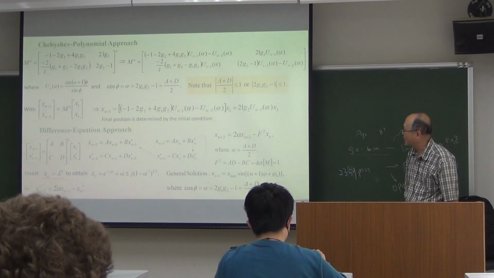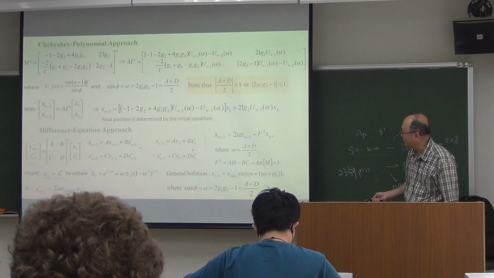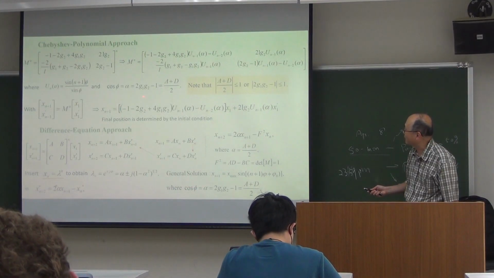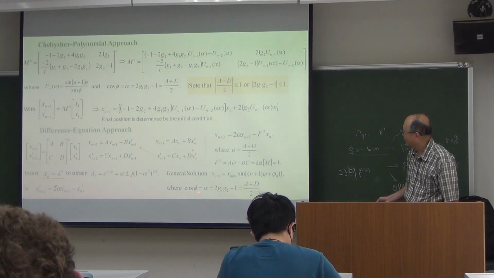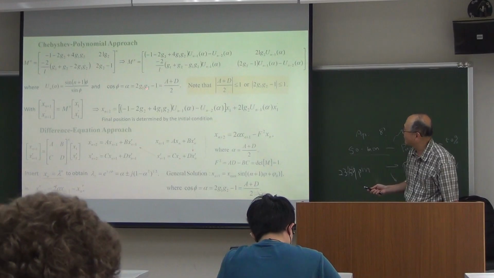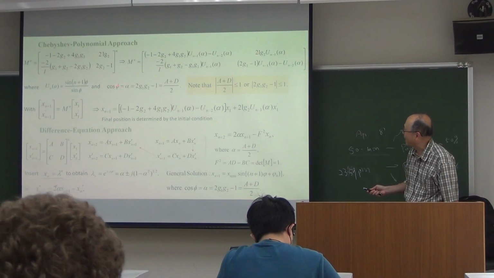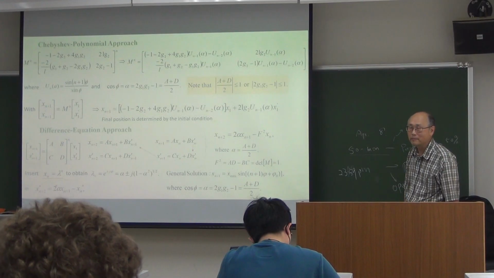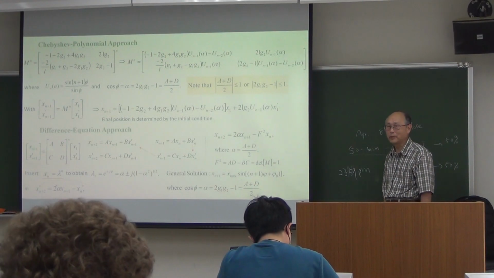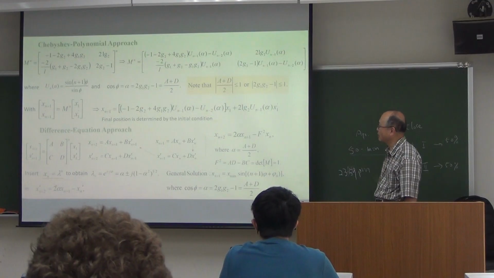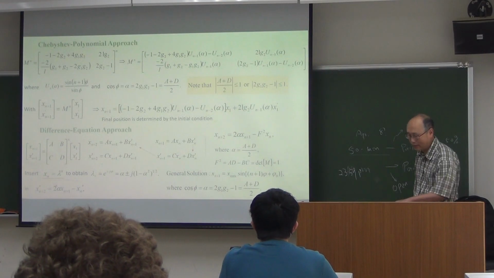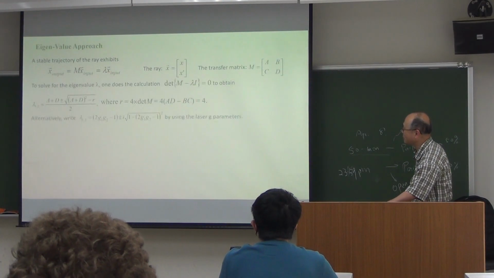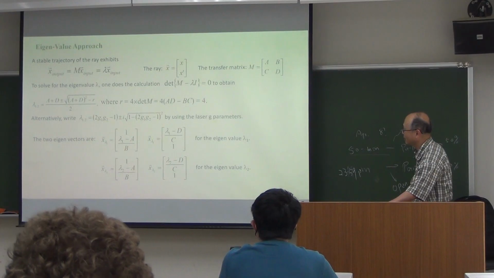Okay. You're going to see that this cosine phi appears everywhere. The laser g parameters, cosine phi equal to alpha, show up everywhere in the three approaches. Some students are good at linear algebra, and then you can just use the linear algebra approach to get the answer.